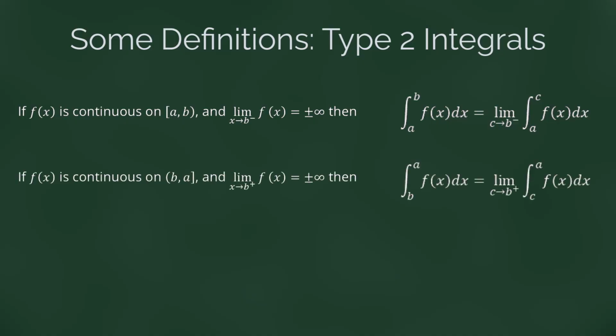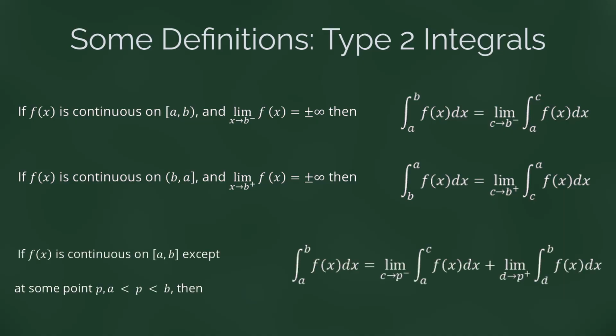When instead our function is unbounded on the left-hand side of its interval, so it's continuous on the interval b to a, but the limit as x approaches b from the right of f of x is positive or negative infinity, then we will define the definite integral from b to a of f of x dx as the limit as c approaches b from the right of the integral from c to a of f of x dx.